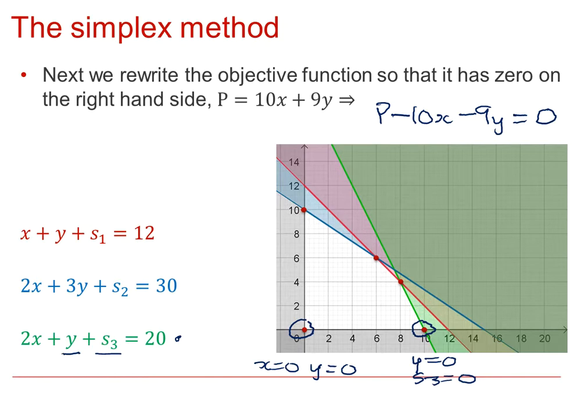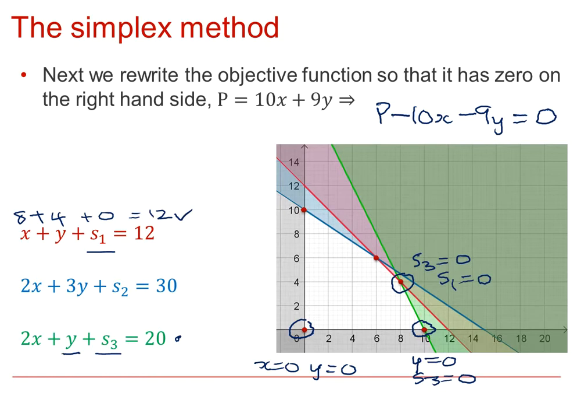Moving up then, for example, to 8, 4, that is on both the red and the green lines. We can see that neither x nor y is 0. However, S3 is 0, and also, looking at the red line, S1 will be 0. We could check this by putting in the values. So for example, 8 and 4 plus 0 would indeed equal 12.